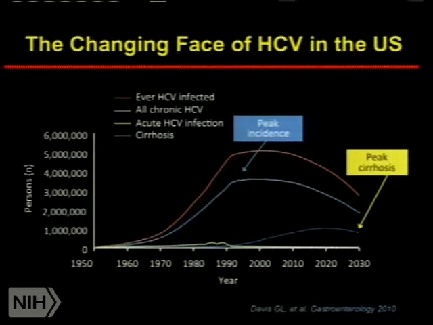So hepatitis C, the epidemiology of the disease is changing in the United States, as shown here on this slide. And the incidence of chronic infection peaked somewhere in the early 1990s and is now on the decline. So that's the good news. The bad news is that estimates based on modeling of the number of individuals who are projected to develop cirrhosis are not expected to peak until the mid-2020s or 2030. And left untreated, a significant proportion of these individuals will be at risk for developing complications of their disease, including death.